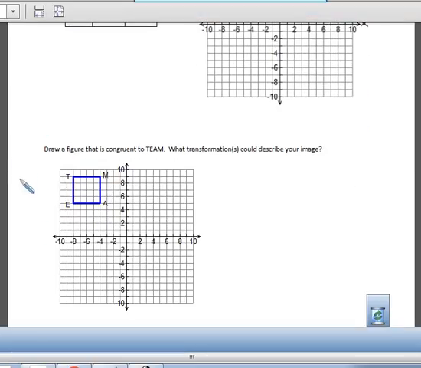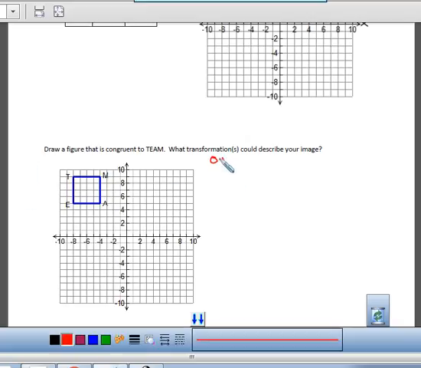So first thing we're going to do is we're going to create a table. The original. And the image here is TEAM. So whenever it spells something, I always try to go in order, team. I'm actually going to make a double T chart here. And over here I'm going to have T, E, A, and M. And up here I have X and I have Y.